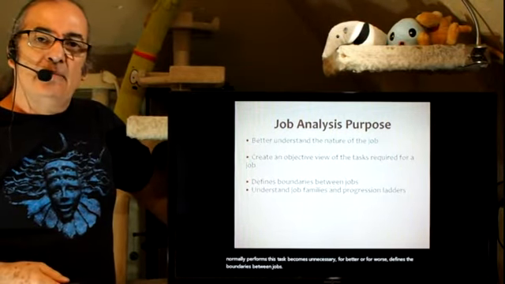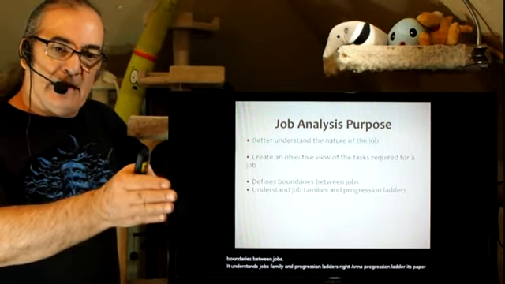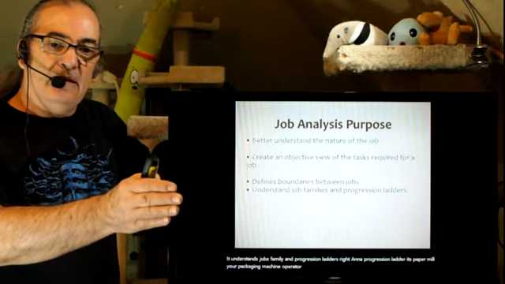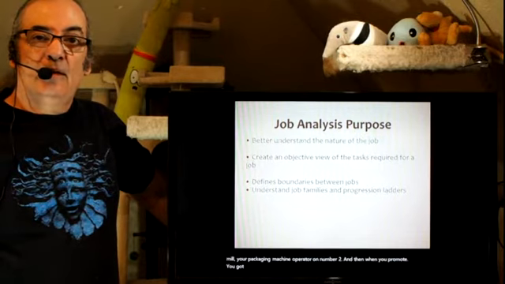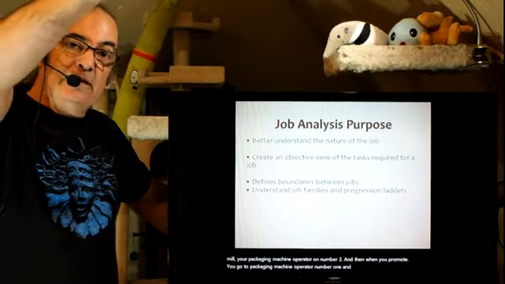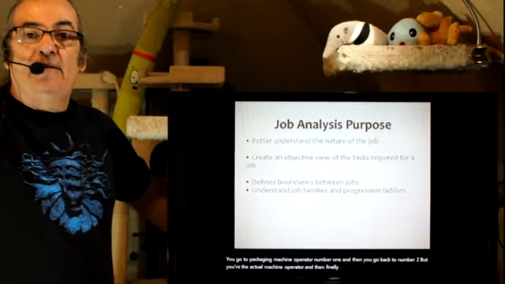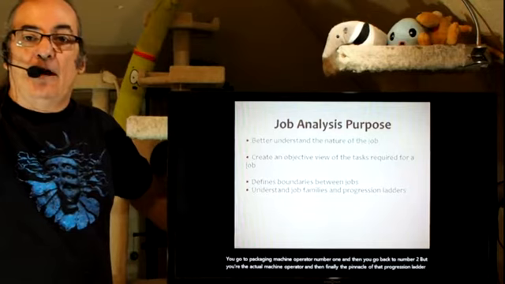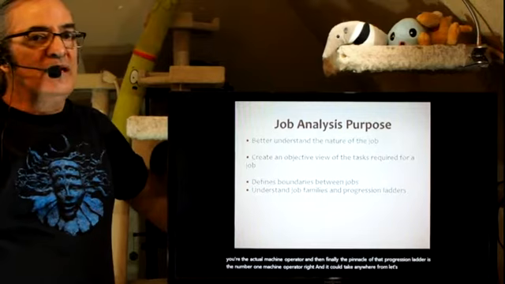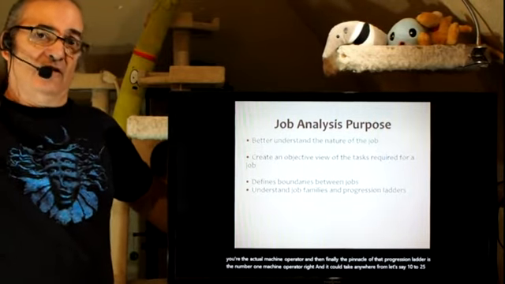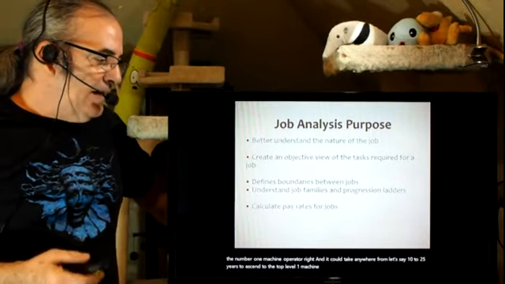It helps us understand job families and progression ladders, right? A progression ladder at the paper mill: you're a packaging machine operator on number 2, and then when you promote, you go to packaging machine operator on number 1. And then you go back to number 2, but you're the actual machine operator. And then finally, the pinnacle of that progression ladder is the number 1 machine operator, right? And it could take anywhere from, let's say, 10 to 25 years to ascend to the top level number 1 machine operator.